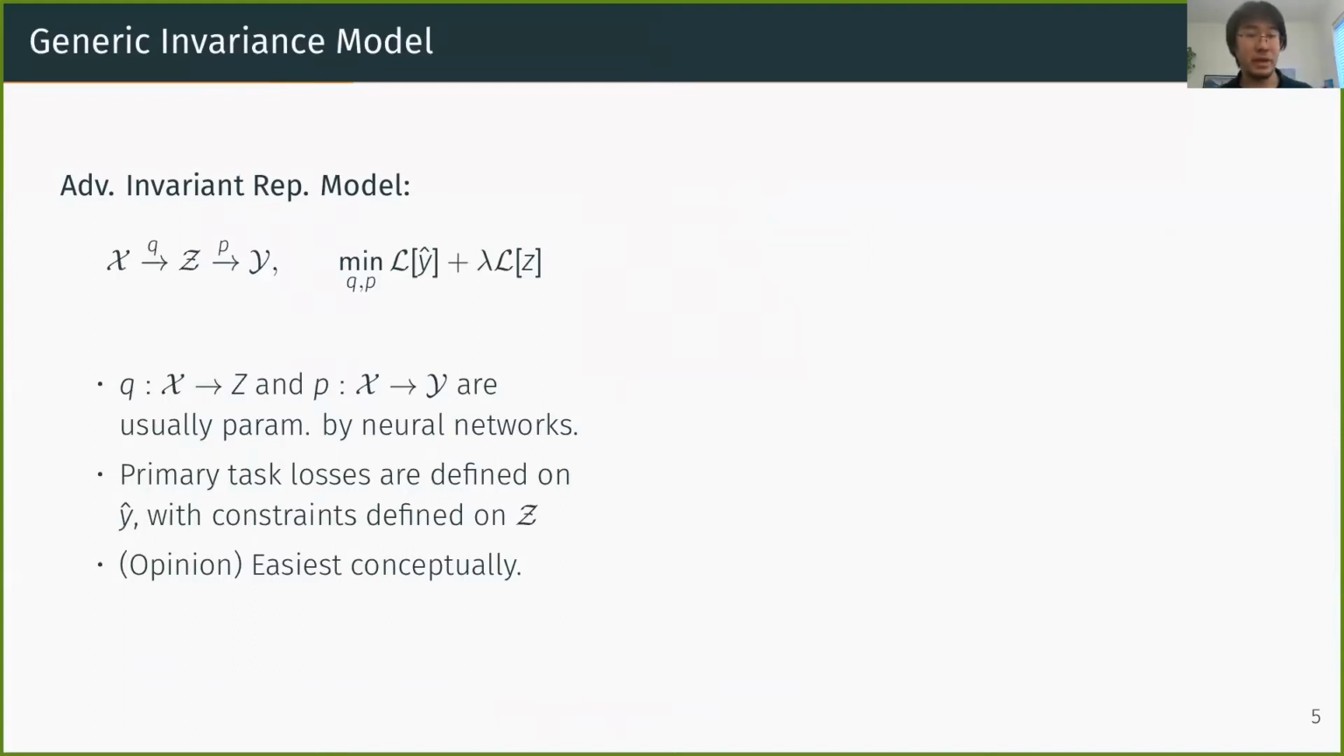Right, so one example, the adversarial one, which I think is the easiest conceptually. We're saying we have an encoder network, Q, which goes from the input domain, the image X, to representation Z. And then we have a predictor, which goes from Z to our desired label. And we want the predictor and the encoder to do well. So we want to predict Y very well. So that's a primary loss. But then we also have a secondary loss on Z, where we want Q to produce Z's that are uninformed of the site. Right, so that's the invariance constraint.